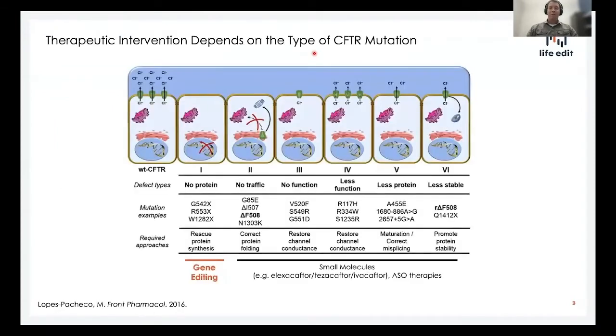I don't think I have to go into too much detail on this slide given the audience, but I'd just like to point out that for many patients who have CFTR mutations that affect things such as protein folding, ion channel function, protein maturation, or protein stability, there are several potential therapies in the form of small molecules or antisense oligonucleotides, some of which are quite effective. However, for patients who have class 1 mutations in which no full-length CFTR protein is produced, gene editing really offers the only effective approach to rescuing protein synthesis and being able to help these patients with these mutations.